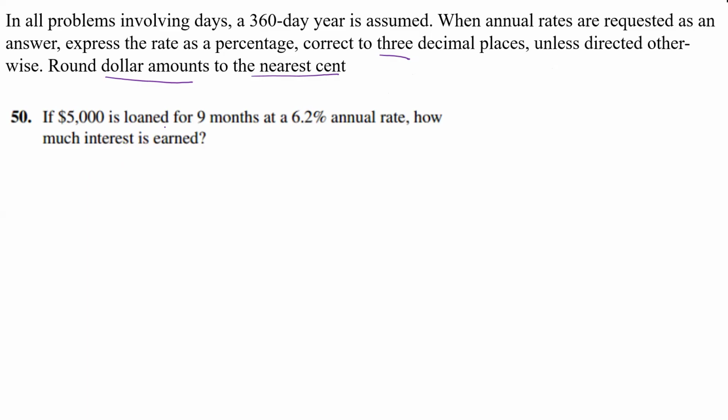So if $5,000 is loaned for 9 months at 6.2% annual rate, how much interest is earned? Okay, so this one we're looking for interest. Well, what was that formula? Interest equals PRT. So I is equal to 5,000 times R, which is 0.062, times the time. And this is 9 months, so remember we have to take 9 over 12 for the part of a year.